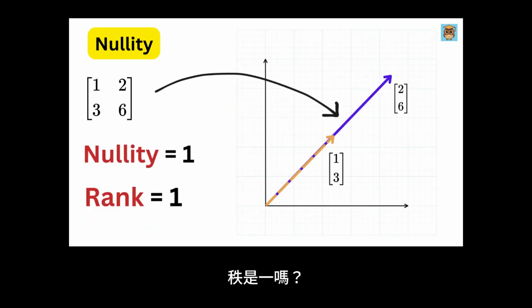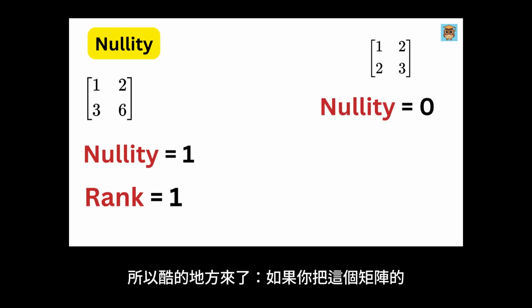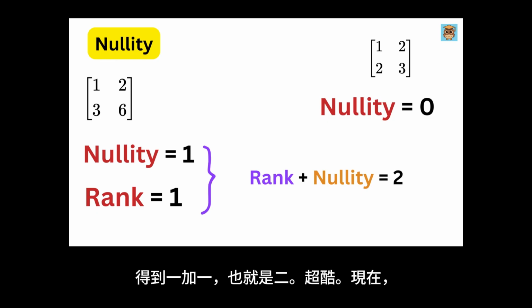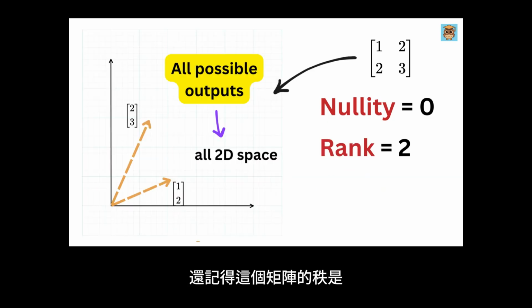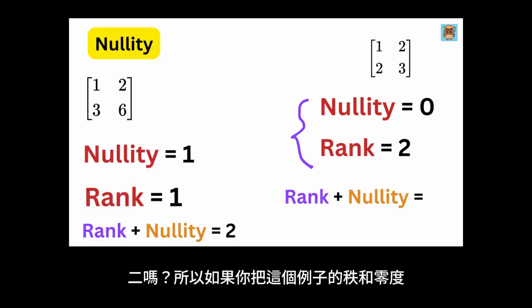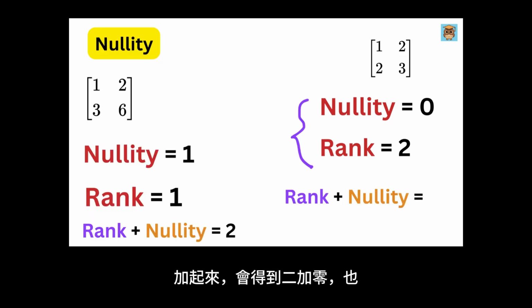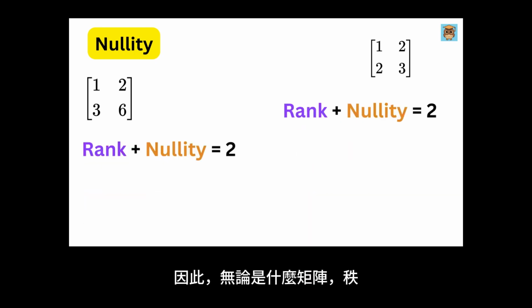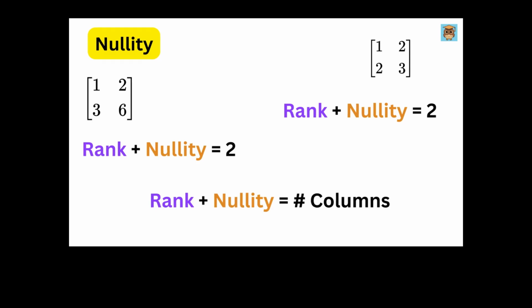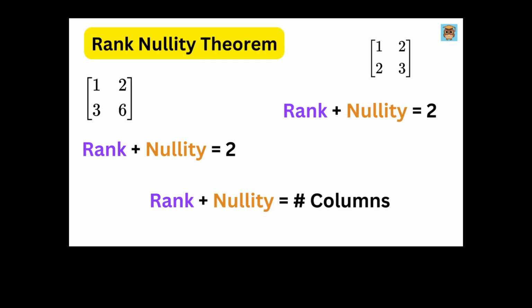Remember the rank of this matrix was 1? So, here's the cool part. If you add the rank and nullity for this matrix, you get 1 plus 1 or 2. Super cool! Now remember, the rank of this matrix was 2, so if you add the rank and nullity for this case, you will get 2 plus 0, which is 2 as well. And thus, no matter the matrix, rank plus nullity always equals the number of columns of the matrix. This is called the Rank-Nullity Theorem.